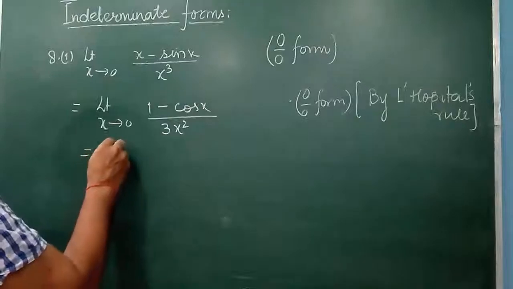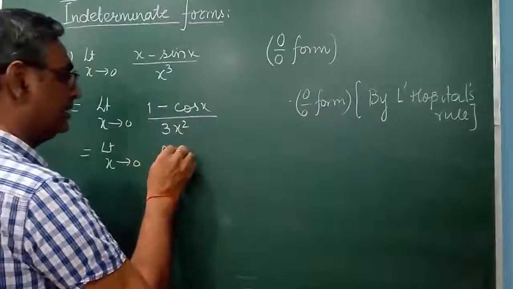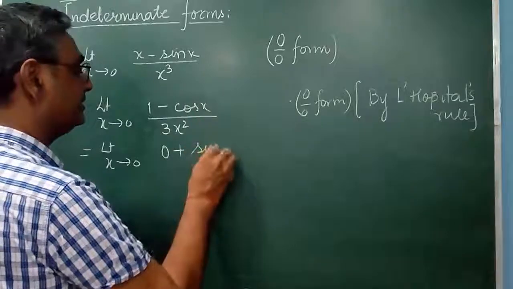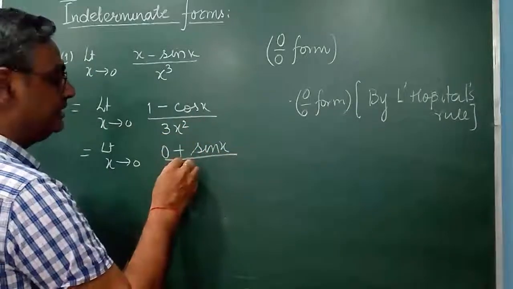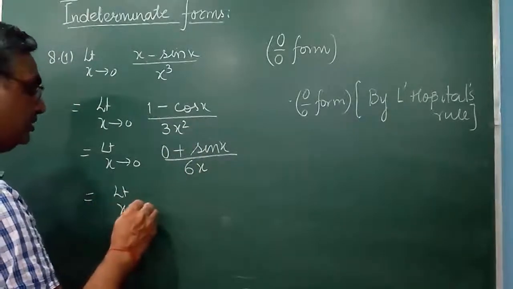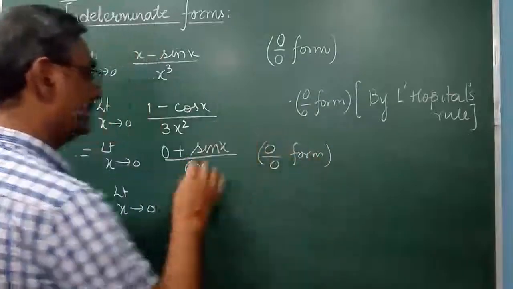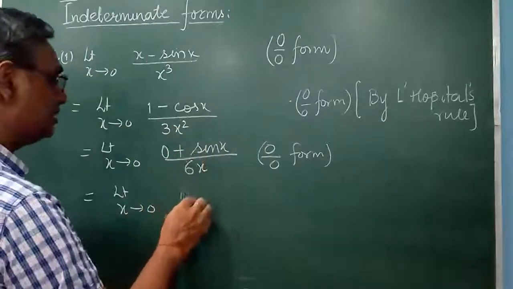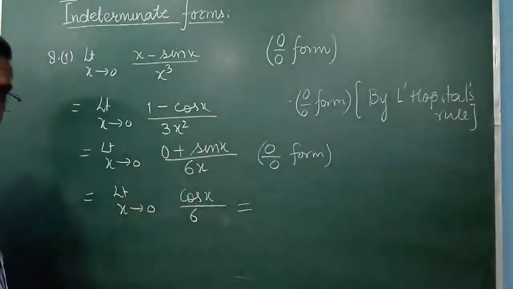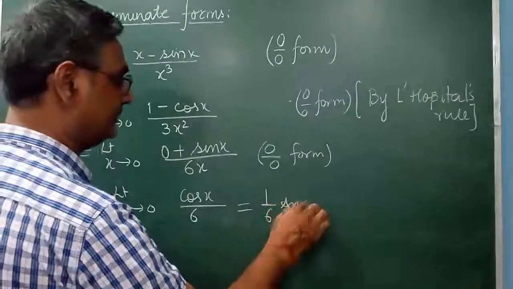So here limit x tending to 0. The differentiation of 1 is 0 and the differentiation of cos x is minus sin x. So here we will be writing sin x upon 3 into 2x, means 6x, we will be getting. So limit x tending to 0, it is again 0 by 0 form. So again we can differentiate. So this is cos x upon 6. Now we can put the limit here because cos 0 is 1. So 1 by 6. This is the answer.